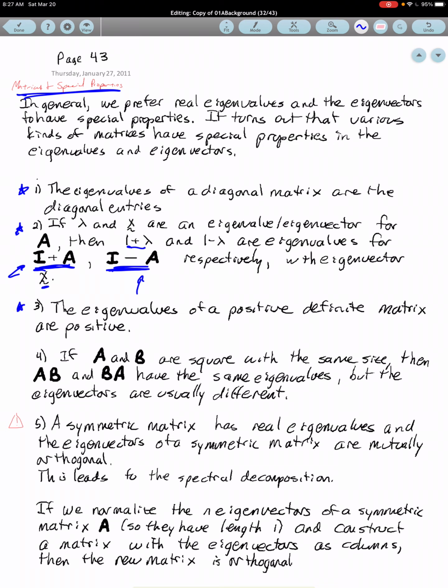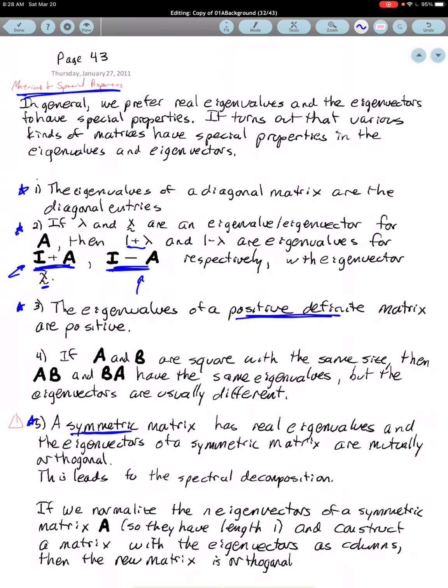A third property, which is going to be very important for us because we're going to be dealing with positive definite matrices, is that the eigenvalues of a positive definite matrix are positive. And then another one, which I want to talk about next, we'll come back to number 4 here, but number 5 is also a very important one for us.